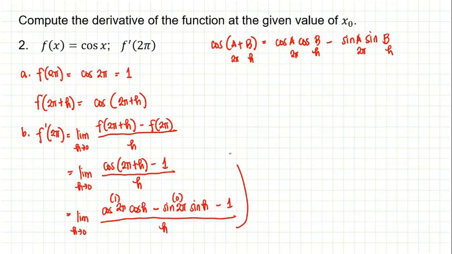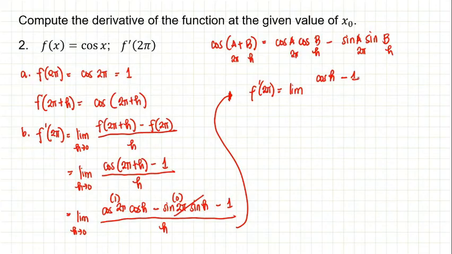Now, cosine 2 pi is equal to 1, while sine 2 pi is equal to 0. So from that, we can simplify this one, and that is f prime of 2 pi is equal to the limit of 1 times cosine h is just cosine h. So we have cosine h here, okay, minus 0 times sine h is 0. So this will be canceled out. Then you have minus 1. Okay? All over h as h approaches 0.